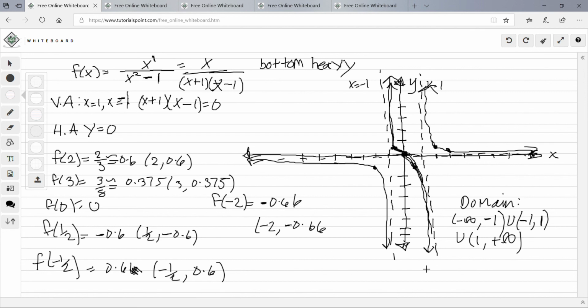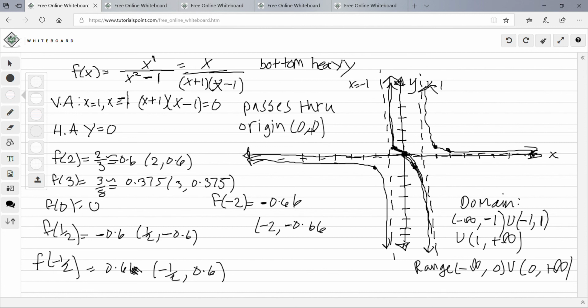And then our range, I'll put it right here, is from negative infinity to 0, because that's our HA, union 0 to positive infinity. And the only intercept we have is that it passes through the origin, (0, 0). So that's how you graph this bottom heavy function.